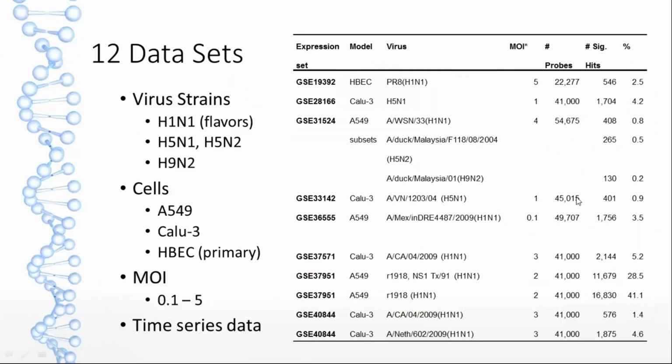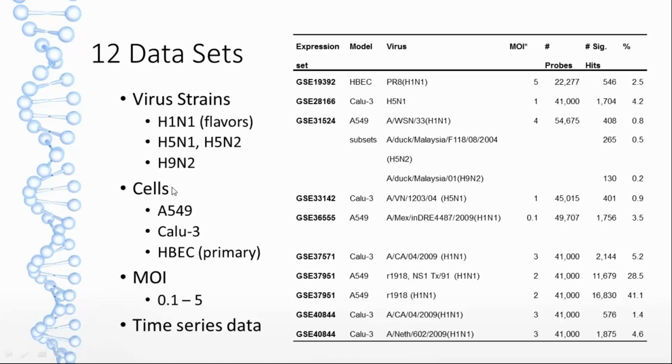So these 12 data sets are just from GEO. They are to some extent a mix and match between different virus strains and cell lines. In particular, there are different flavors of H1N1 viruses, and on the right side you have the table that shows these different virus strains, but not only H1N1, we also have H5N1, H5N2, and H9N2, which are all bird flu strains.